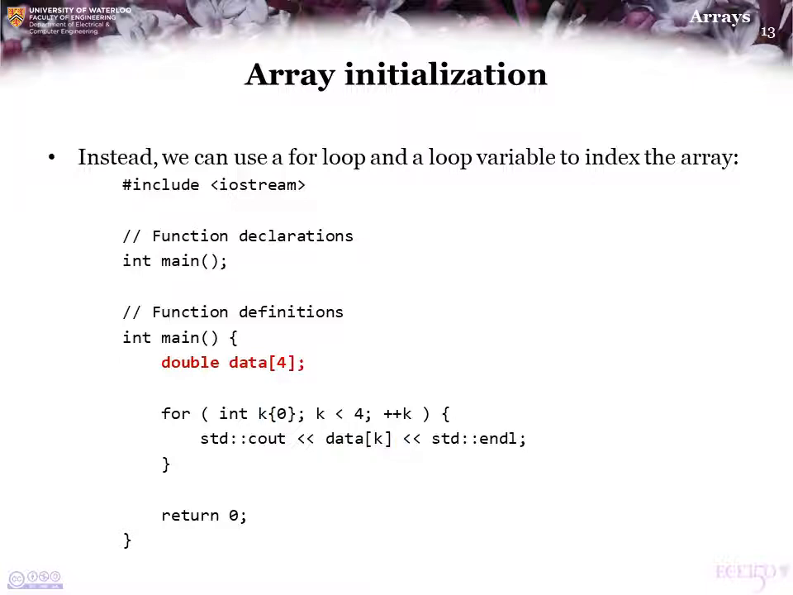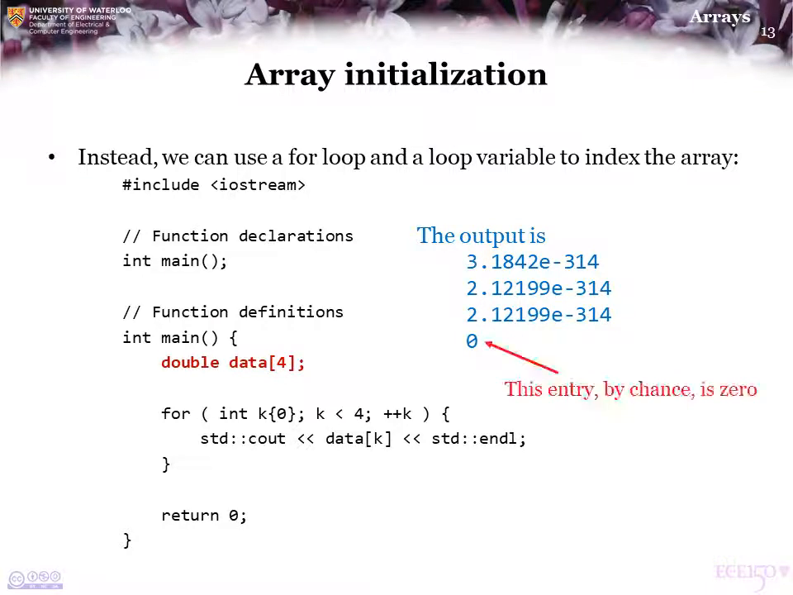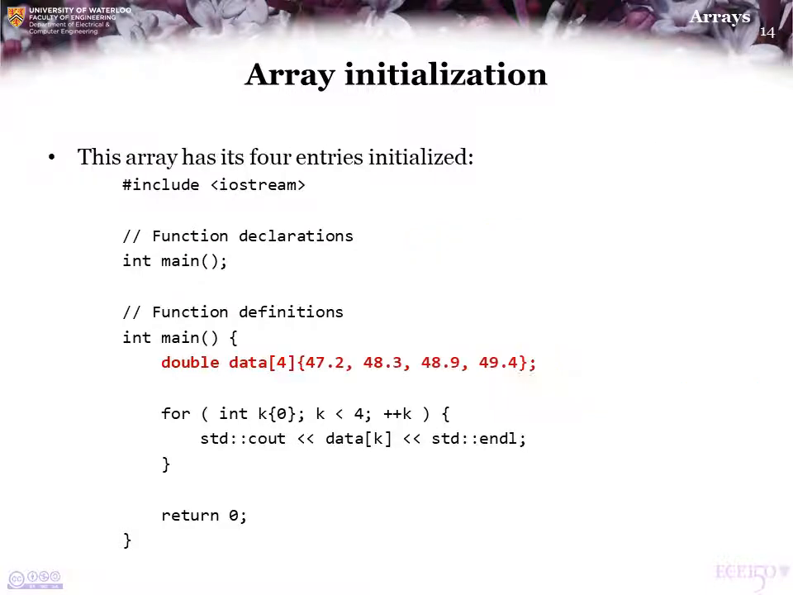Thus, if we were to take this program, compile it, and execute it, we would get a similar output to the previous program. It would print out the 4 entries. Once again, by chance, that last entry was 0. These values in this array were not initialized. So next we're going to discuss array initialization.